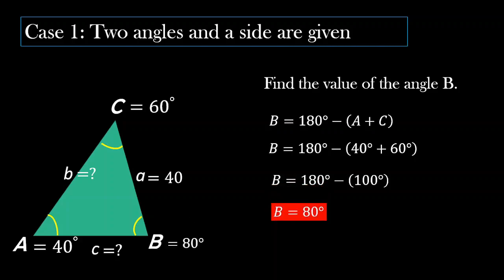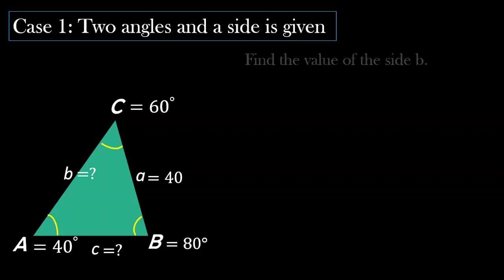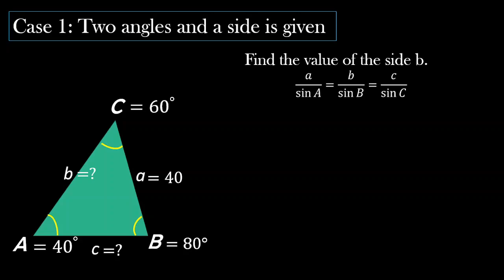Next, find the value of side b. Use the formula of the law of sines. That is, a over sine A is equal to b over sine B, which is also equal to c over sine C.